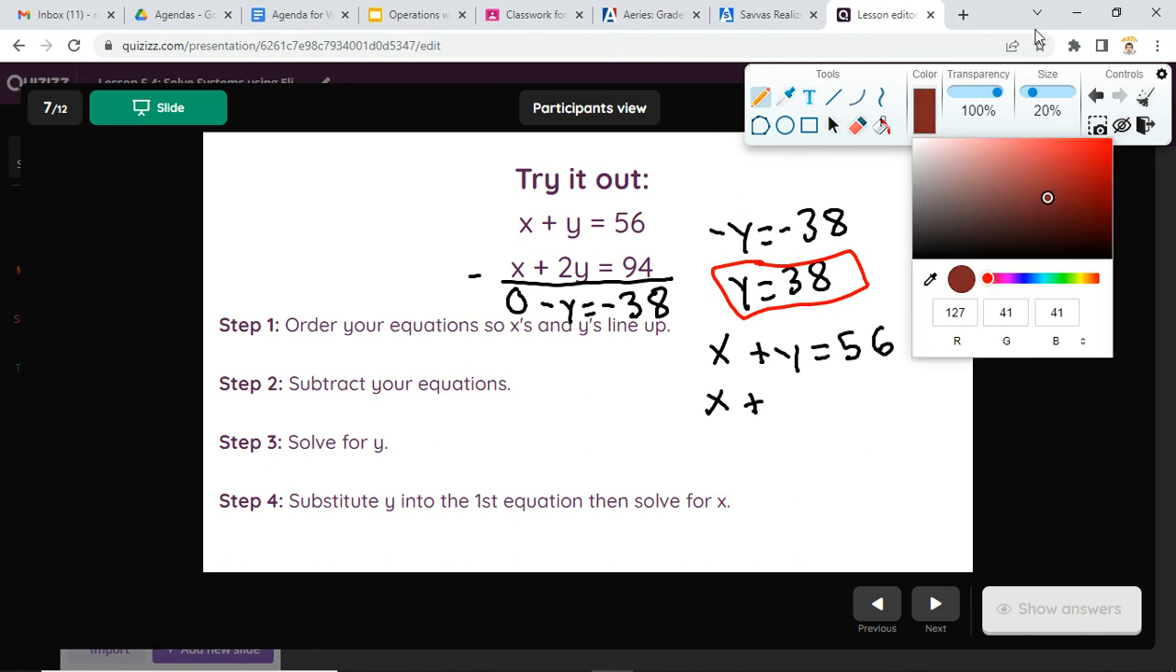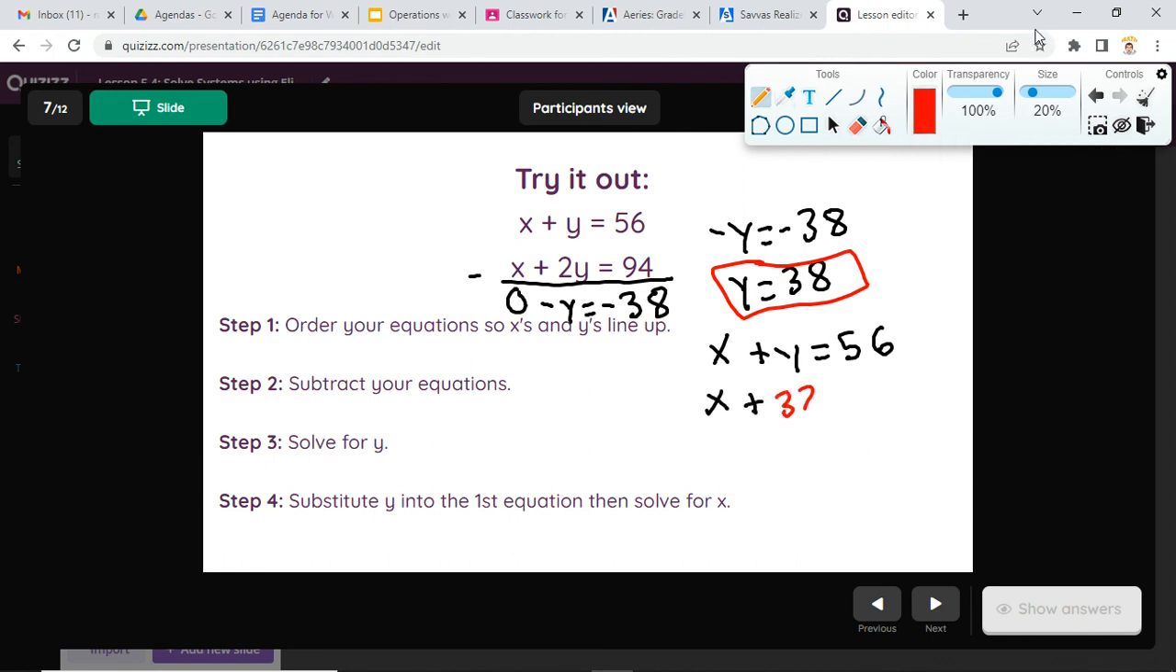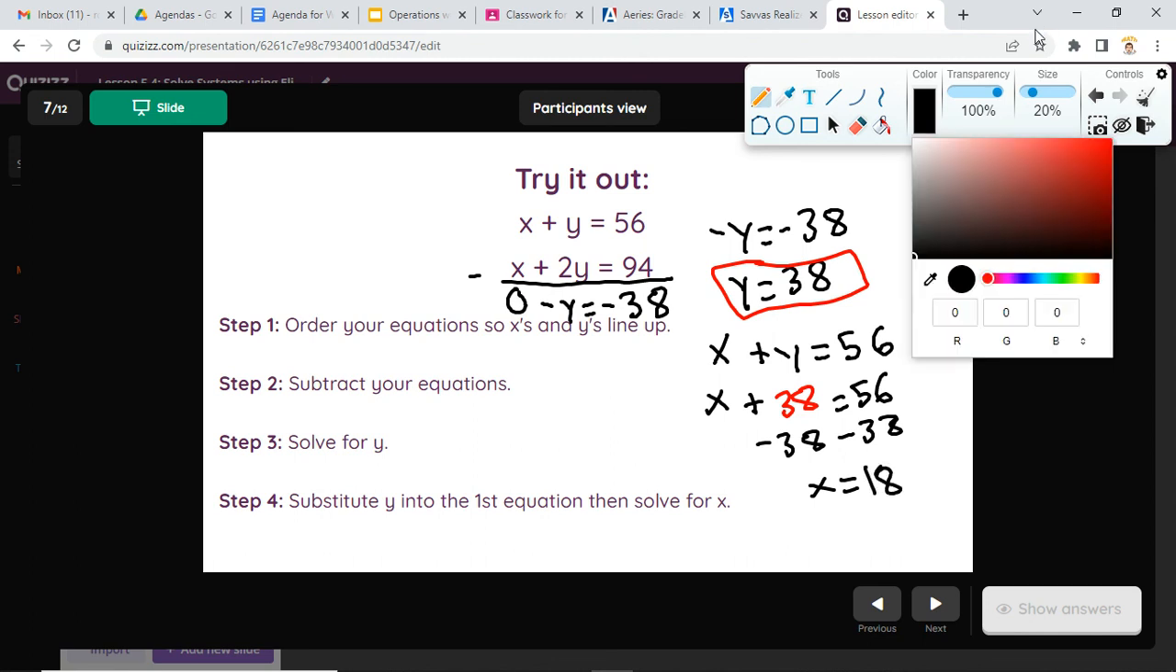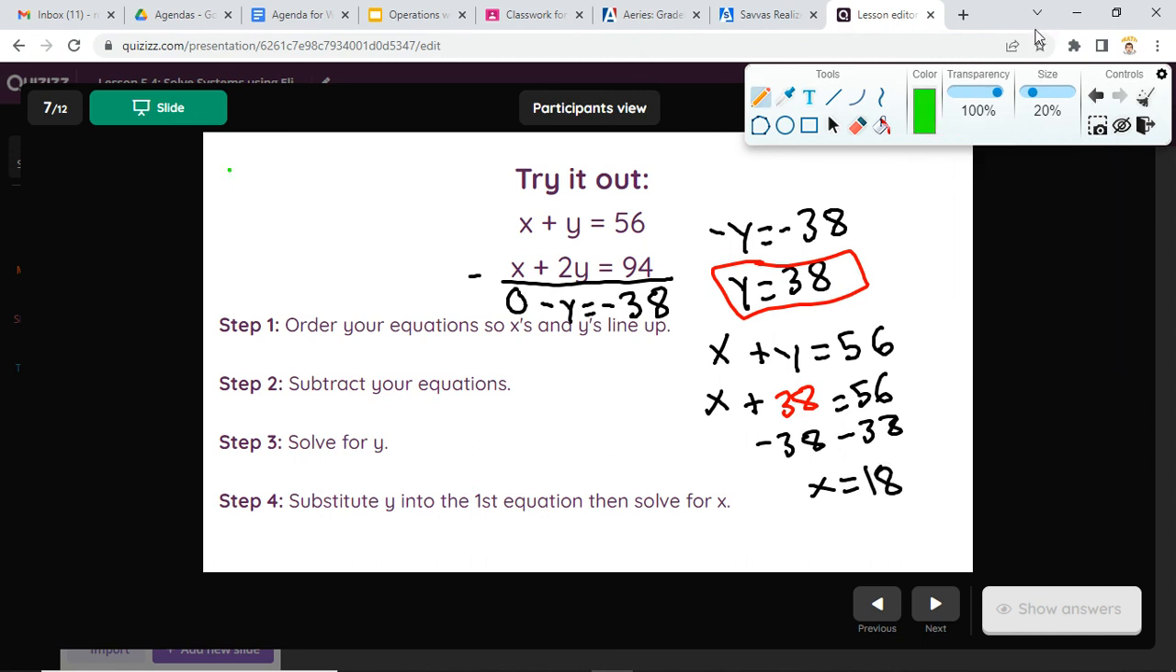So I get x plus 38 is equal to 56. By subtracting 38 from both sides, I get x is equal to 56 minus 38, which is 18. So if I'm writing this as a coordinate, it would be 18, 38.